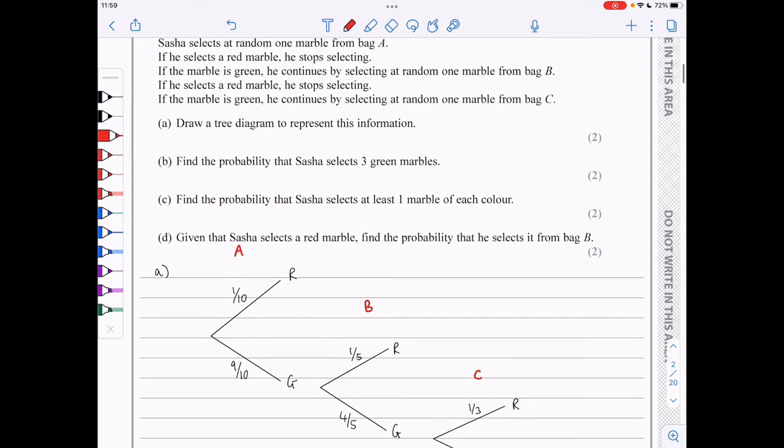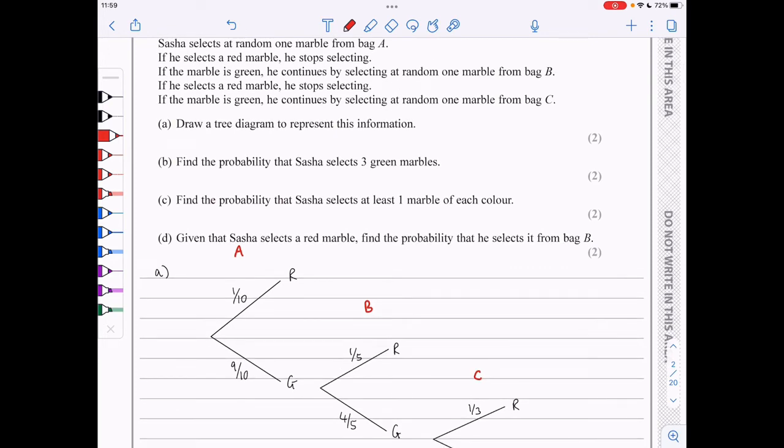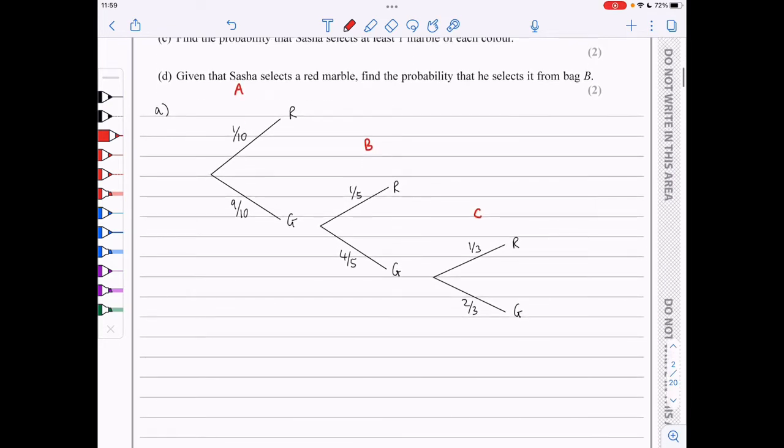Part B, find the probability that Sasha will select 3 green marbles. So the probability of green, green, green is found by multiplying the probabilities of the branches through which I travel. So the probability of green, green, green will simply be 9/10 times 4/5 times 2/3, and this is equal to 12/25.